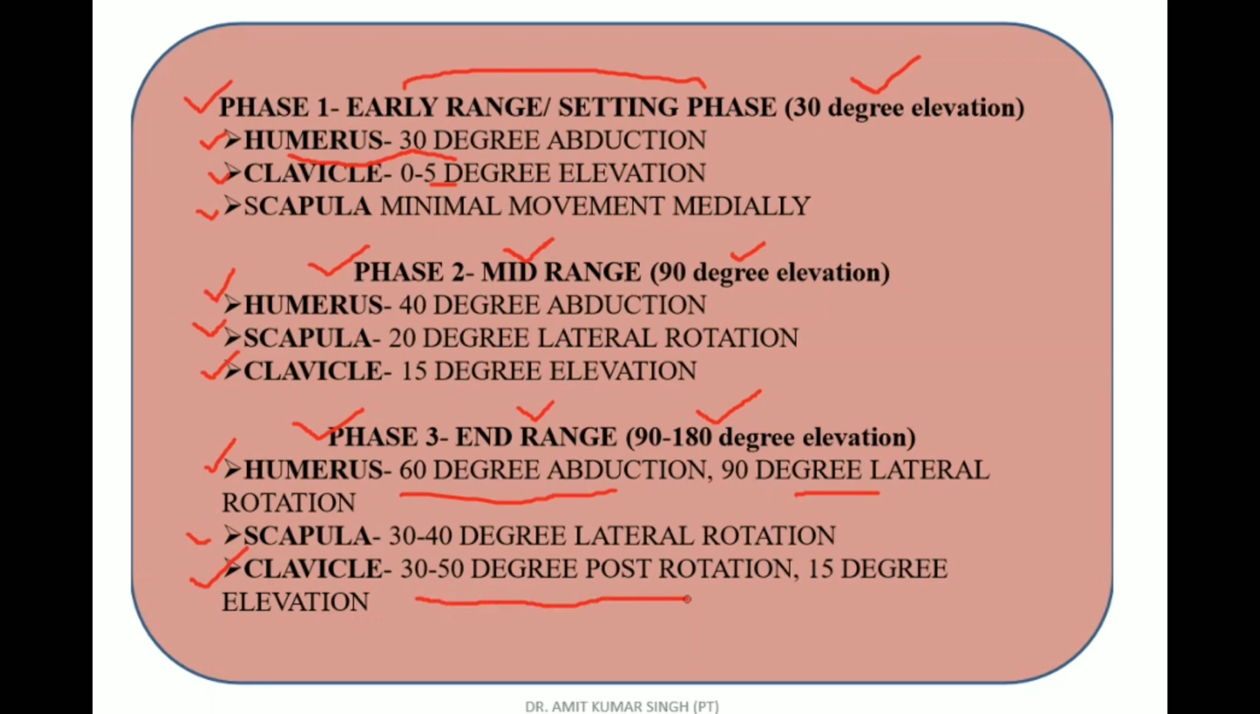You need to keep this in mind from when we discussed the other joints of the shoulder complex. There we discussed posterior rotation, how the clavicle goes into posterior rotation. So the clavicle is going to contribute in the last phase 30 to 50 degrees of posterior rotation plus an additional 15 degrees of elevation. Now we will see all three phases one by one via diagram.